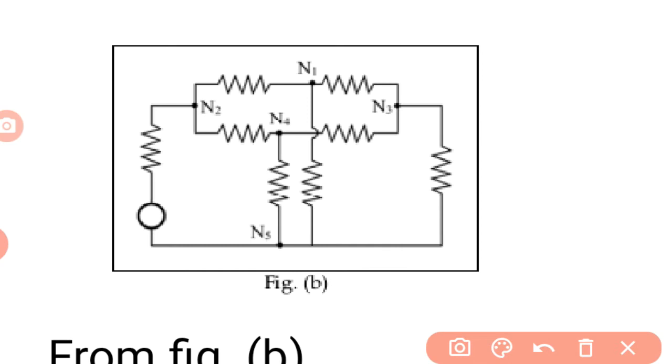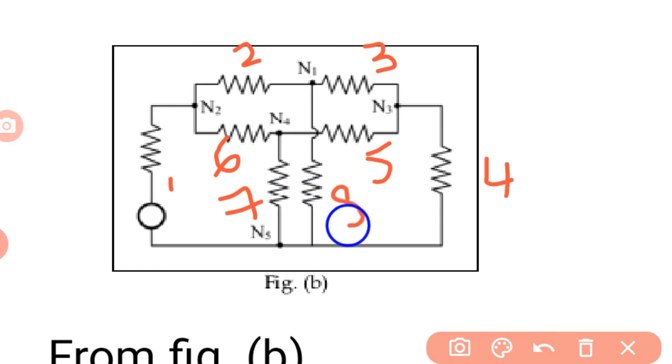Look again. Here the nodes are n1, n2, n3, n4 and n5. Suppose this one is branch 1. Next, in between n2 and n1, that is the second branch. n1 and n3 is the third branch. n3 and n5 is the fourth branch. Next, n4 and n3 is the fifth branch. Next, n4 and n2 is the sixth branch. n4 and n5 is the seventh branch. n1 and n5 is the eighth branch.